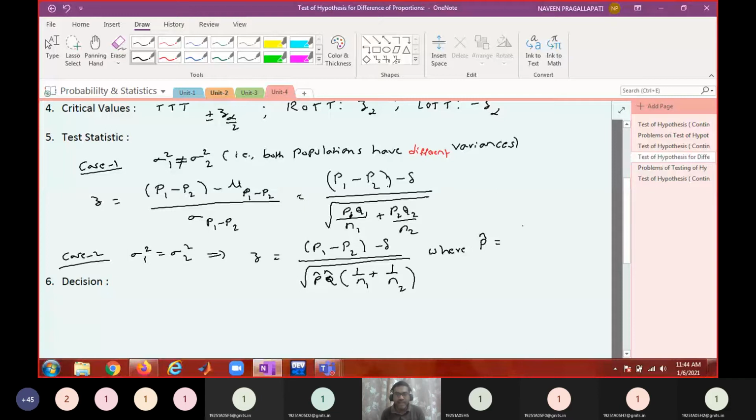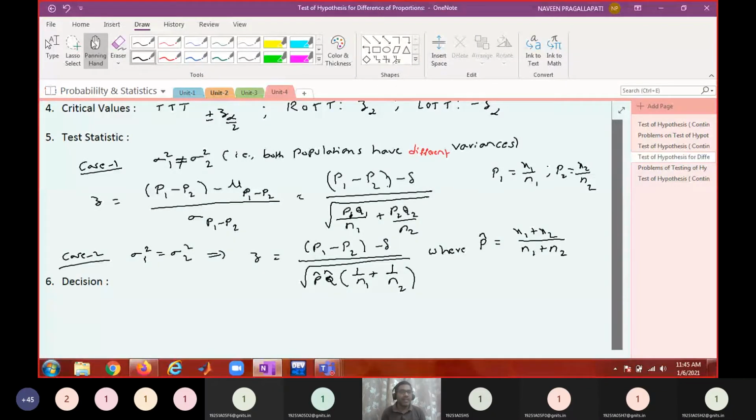You take this actually, what is p1? p1 is x1 by n1, no? p2 is x2 by n2. So when you assume that both have the same variances, instead of applying this formula with p1 and p2 separately, we compute the pooling proportion, and that is given by the sum of these two, x1 plus x2 by n1 plus n2. We apply this formula.